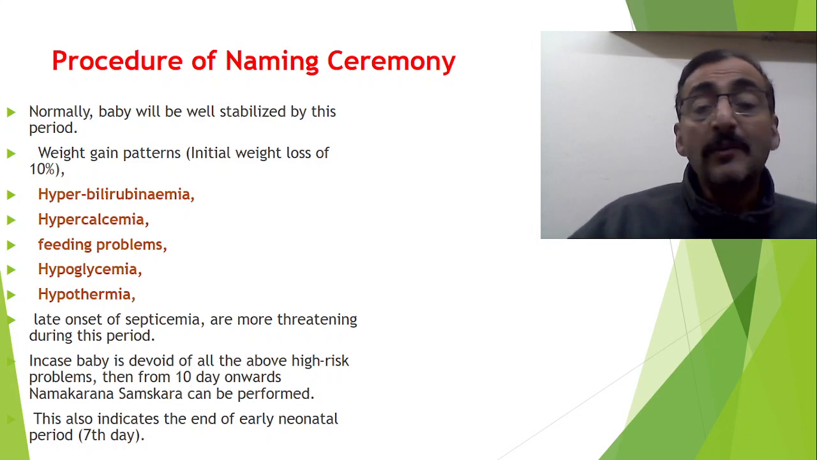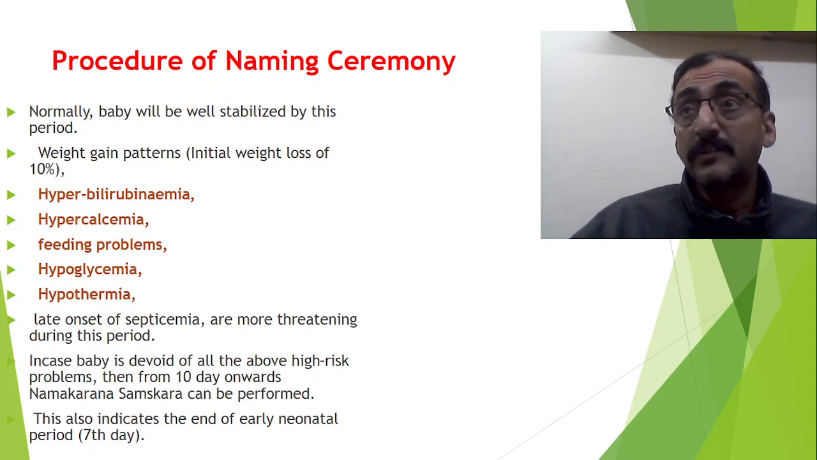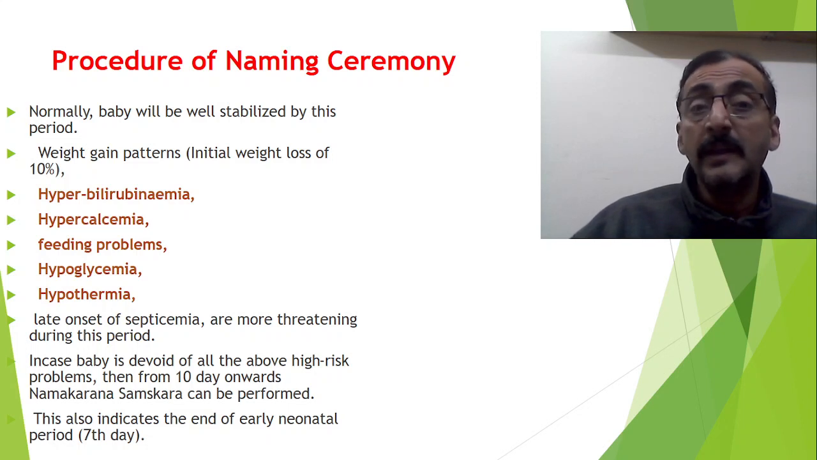Now, late onset septicemia is more threatening during this period. In the first 10 or 12 days we should not go for any naming ceremony, because there is every chance of infection, like Shashti Bada as we say, or different types of Jata hernias, which can be compared with late onset septicemia. This is quite common. So only after ensuring that all these problems are not there will we go for the naming ceremony.